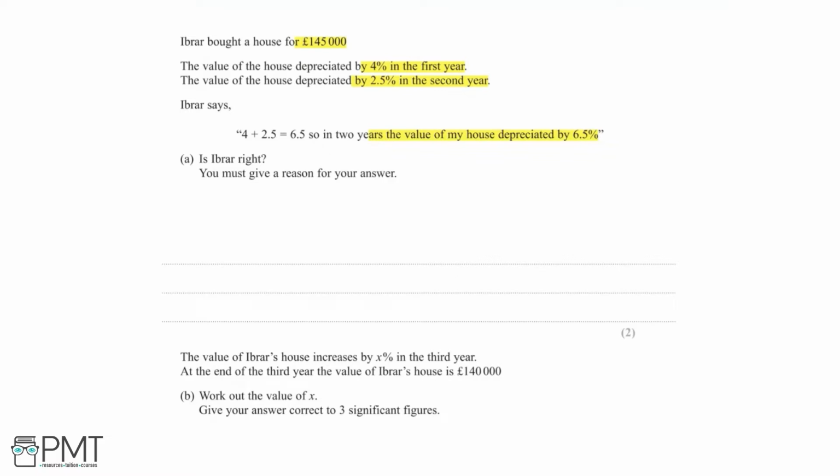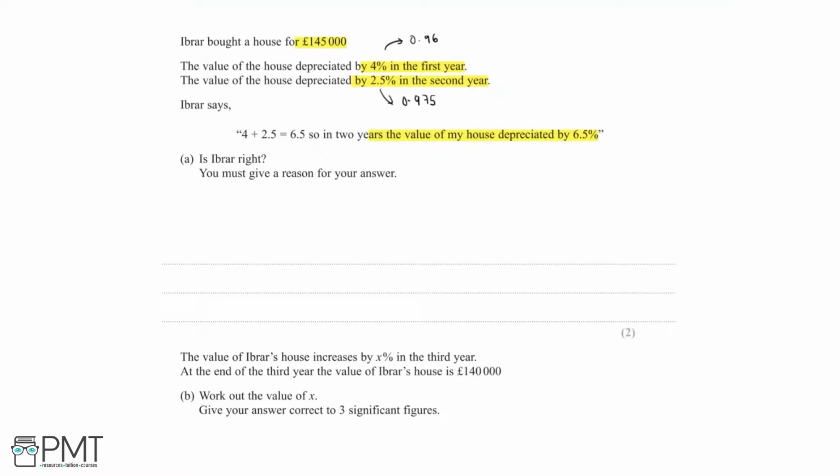And so to do this, we can work out the actual percentage by which the value of the house will decrease in the 2 years. Now let's write these percentages as multipliers. When we depreciate by 4%, we want to multiply by 0.96. And when we depreciate by 2.5%, we want to multiply by 0.975. So to find out the total percentage by which the value of the house depreciated after 2 years, we'll do 0.96 multiplied by 0.975. And when we put this into our calculator, we'll get an answer of 0.936. Now writing this as a percentage, 0.064 is equal to 6.4%.